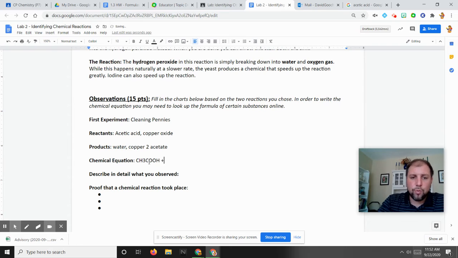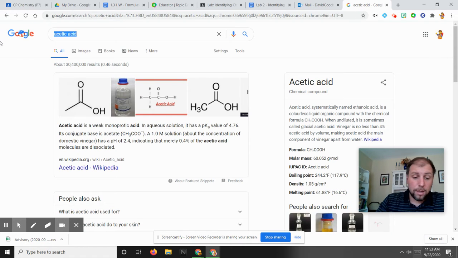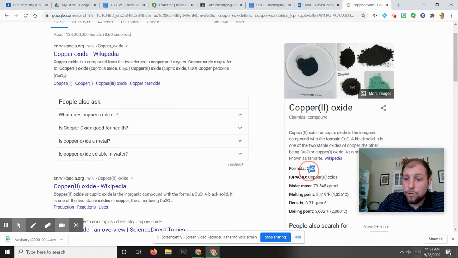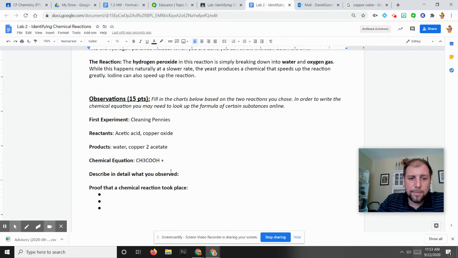CH3COOH. Okay, so that's one of the reactants. The other reactant is copper oxide. So let me look up that formula. All right, copper oxide. Real simple. It's CuO. It's made of a single copper and a single oxygen. So there we go. I'm going to type that in. CuO. That is the reactants.